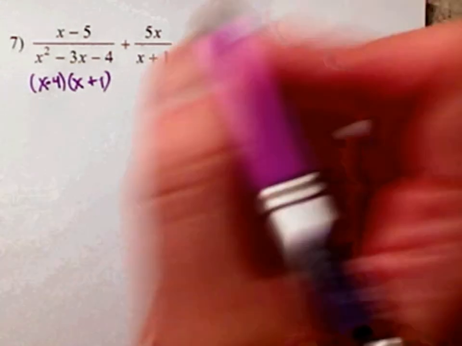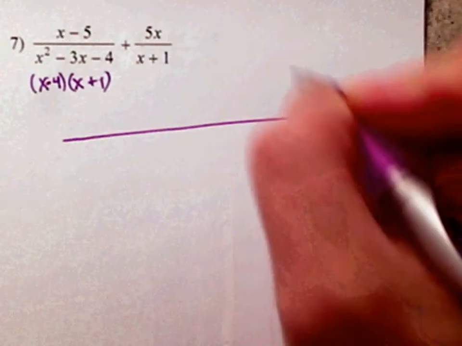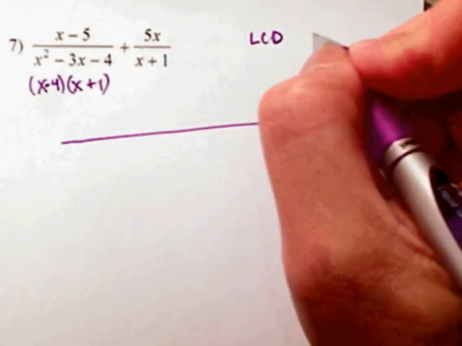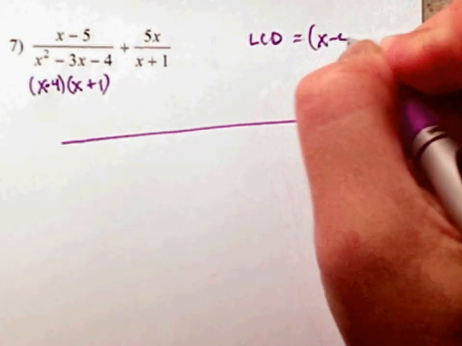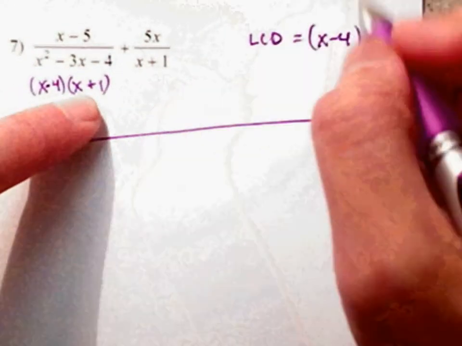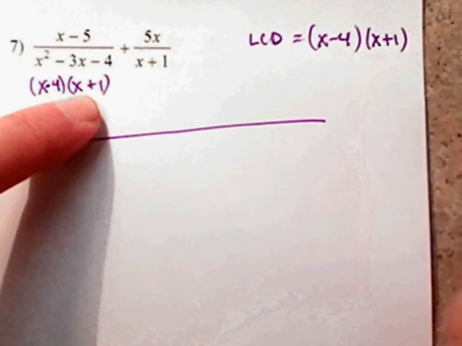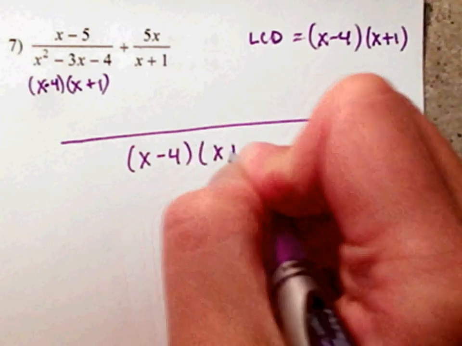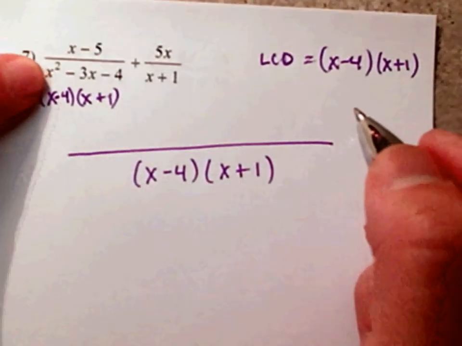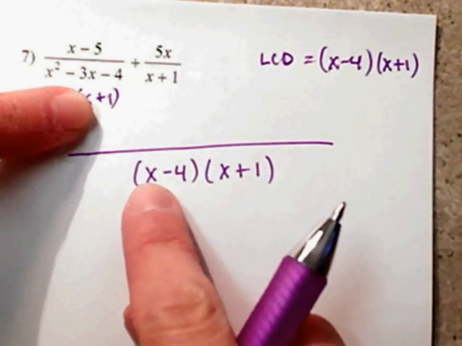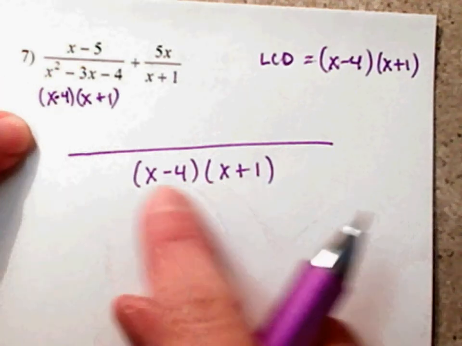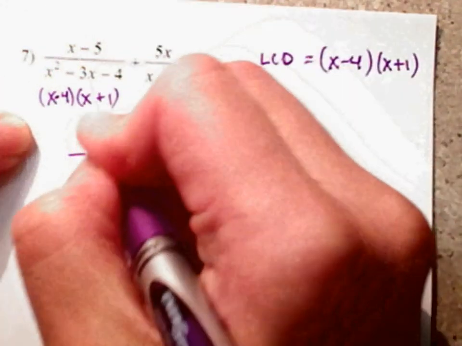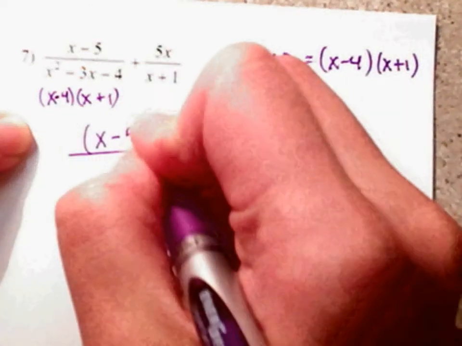So, what is your LCD? Well, x minus 4. They both already got x plus 1, so I'm just going to write that one time. So you have x minus 4 times x plus 1. Take a look. See how you have the same denominator already as the LCD? So just bring that down, x minus 5. And if you want to put parentheses around them, you can.